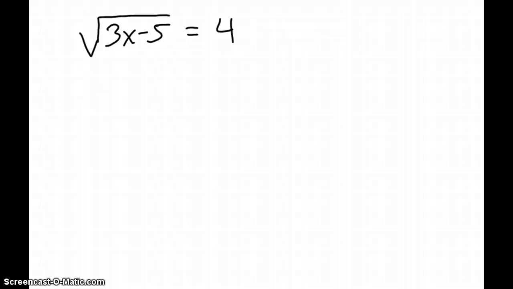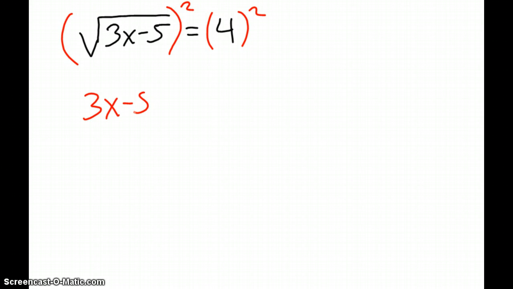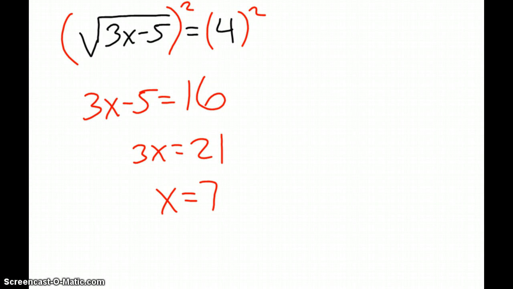The opposite of a square root is a square. So if I want a square root to go away, I square both sides of the equation. The square root and the square cancel each other out, leaving me with this nice, easy, simple equation. I add 5. I divide by 3, and I get x equals 7. Now, it's really important when you're working with radical equations that we check our answers, and you're going to see why this becomes an issue later, but you will always need to check your answers.